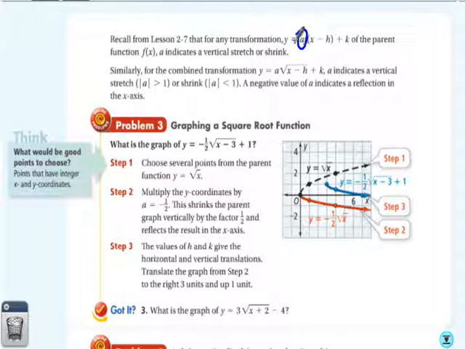This still works. If the absolute value of a is greater than 1, it's a stretch. If the absolute value of a is less than 1, it's a shrink. Basically, same exact rules that we've been working with quadratics this whole time.